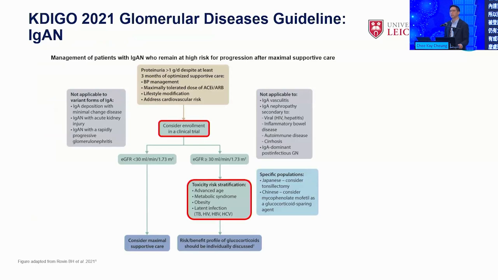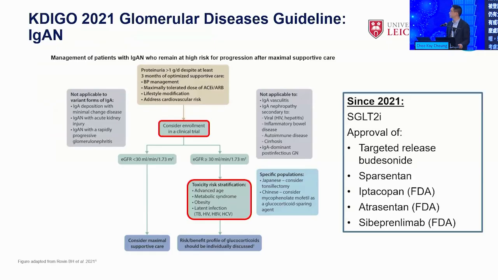But beyond that, we could think about steroids, but we know that there are significant toxicities with those and not much evidence in Caucasian patients. But since then, we now have the approvals for several new therapies. There are SGLT2 inhibitors in non-diabetic CKD. And there are now approvals, as Jonathan mentioned before, of targeted release budesonide, sparsentan, and the FDA have now approved iptacopan, atrasentan, and very recently sibeprenlimab as well.